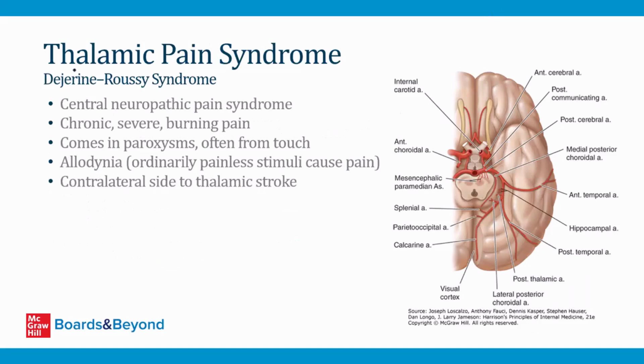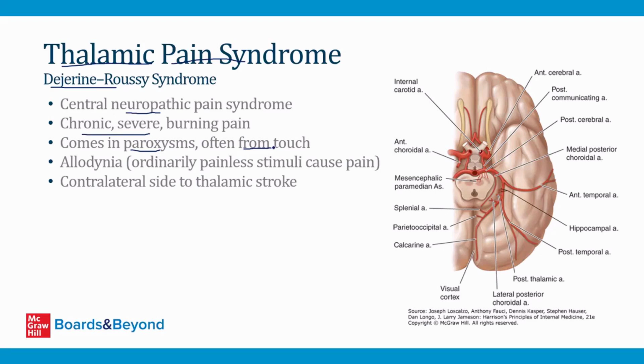Strokes involving the thalamus can sometimes lead to a thalamic pain syndrome that's called Dejerine-Roussy syndrome. This is a central neuropathic pain syndrome, and by that I mean it's a pain syndrome caused by neuropathy or damage to nerves involving the thalamus. Patients who get this syndrome after a stroke will develop chronic severe burning pain. It often comes and goes in sudden episodes. These are called paroxysms, and often it's triggered by touch.